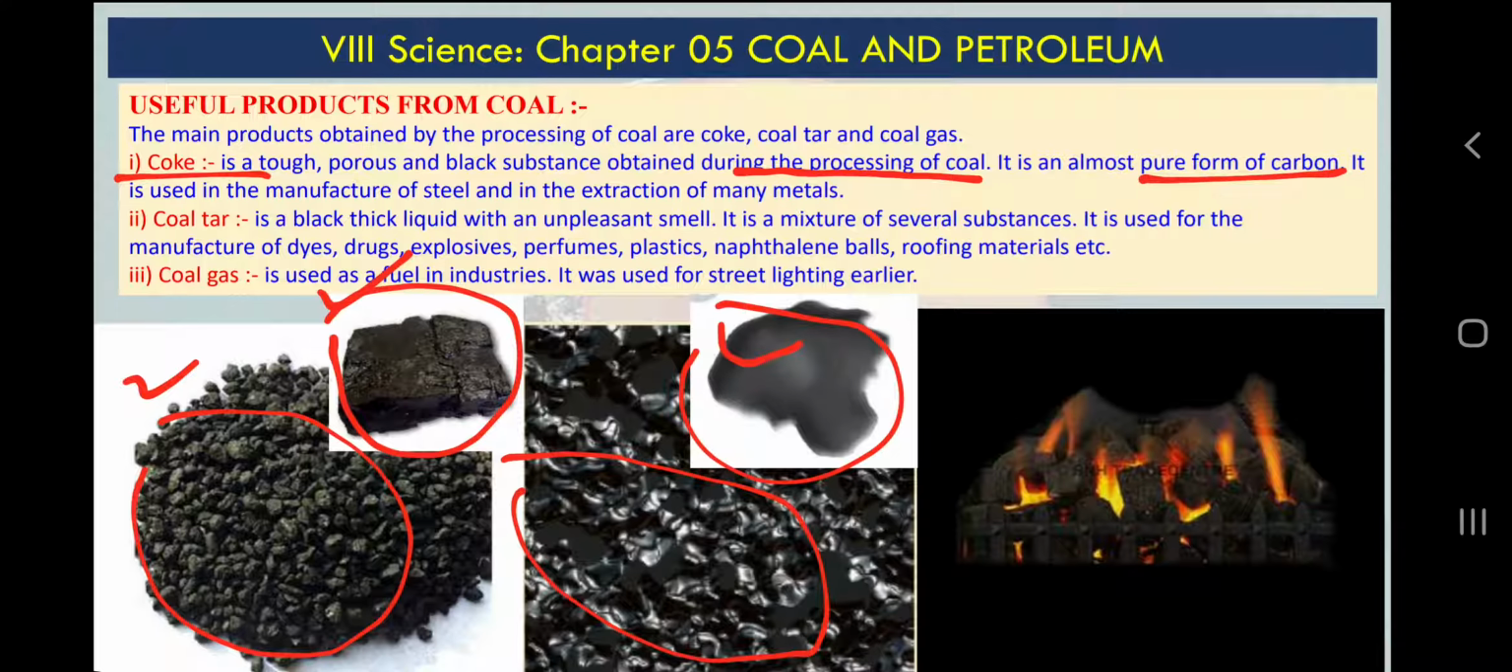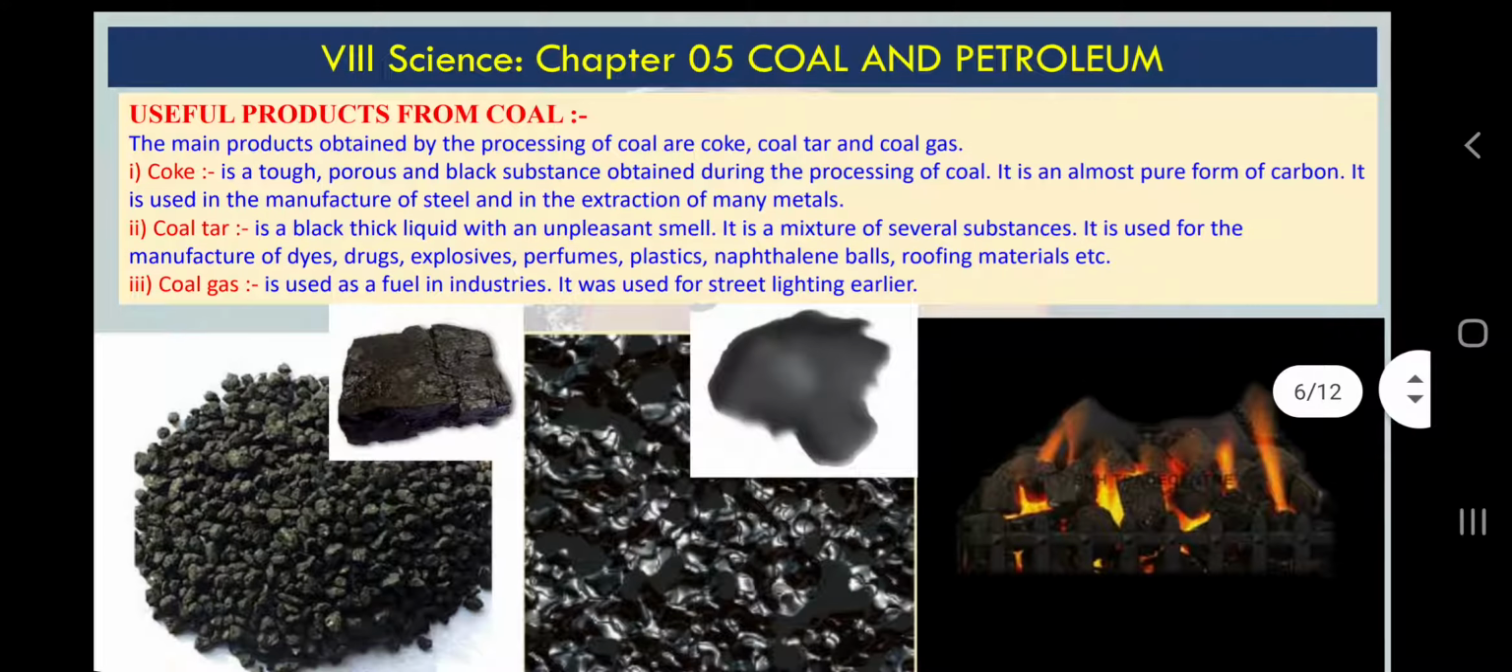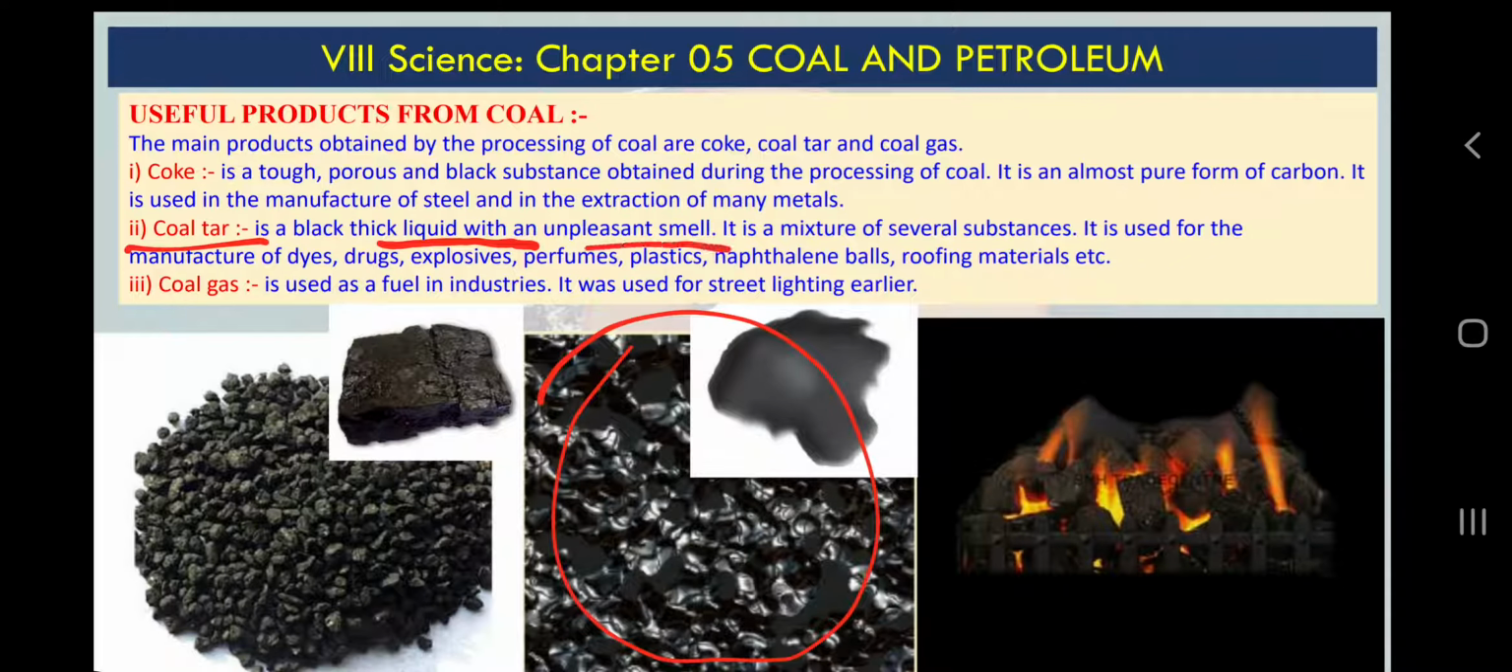It is used in the manufacture of steel and the extraction of many metals. So this thing we need to memorize. There are some terms in any chapter which we need to memorize. Next thing is coal tar. This is coal tar. It is a black thick liquid with an unpleasant smell.